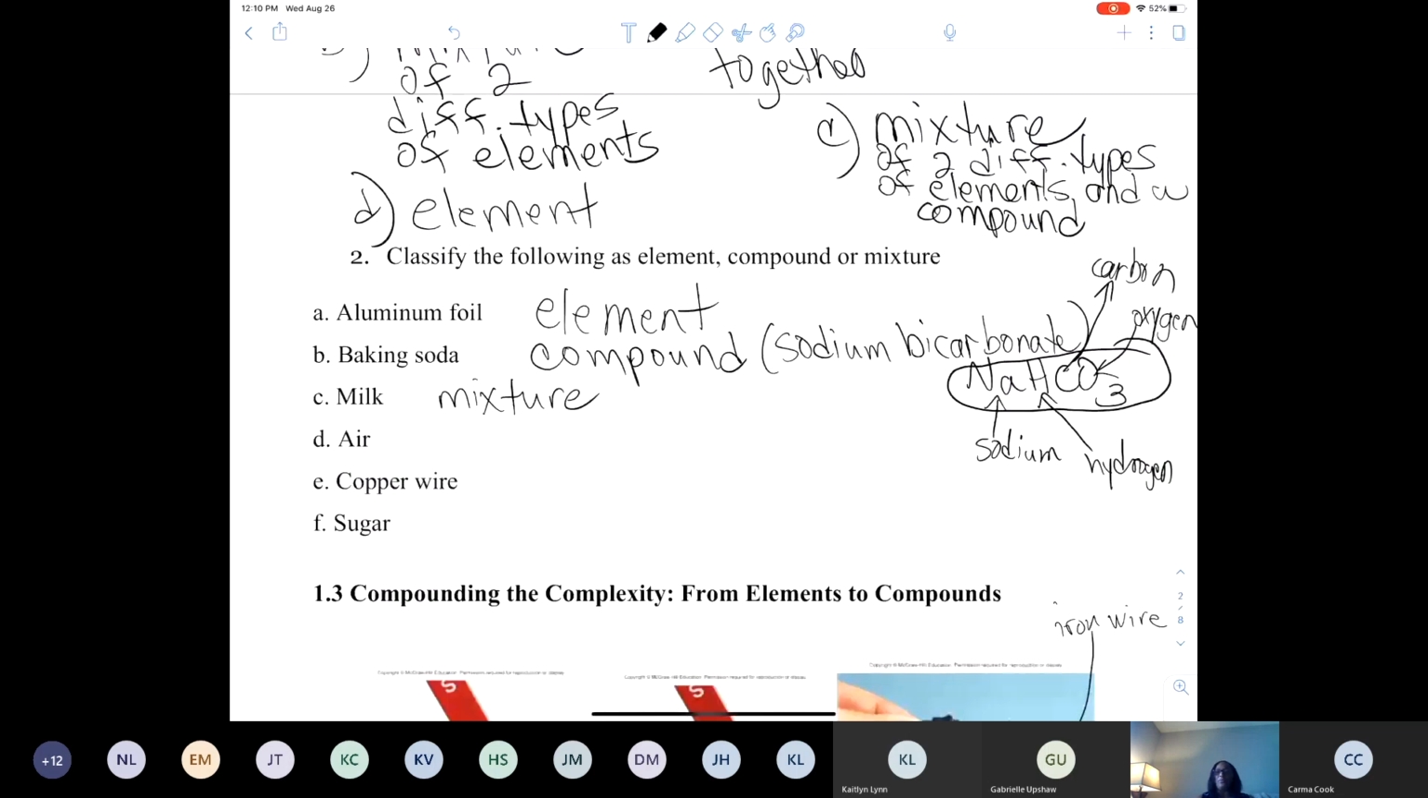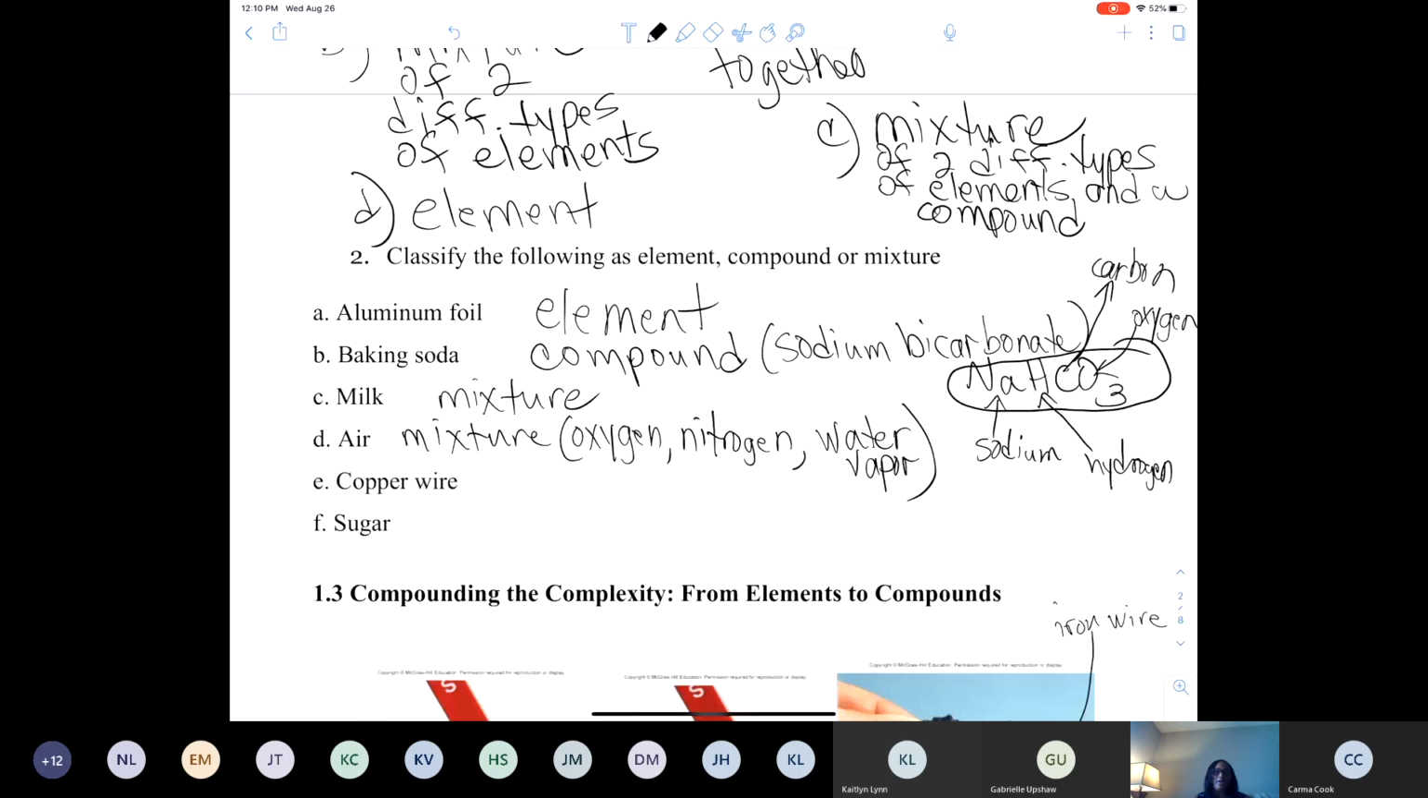What about the air that we breathe? Very good. It's a mixture. It's composed of oxygen, nitrogen, especially down south, we have more of it than other people. Water vapor, carbon dioxide, and lots of other different components. So air is definitely a mixture.